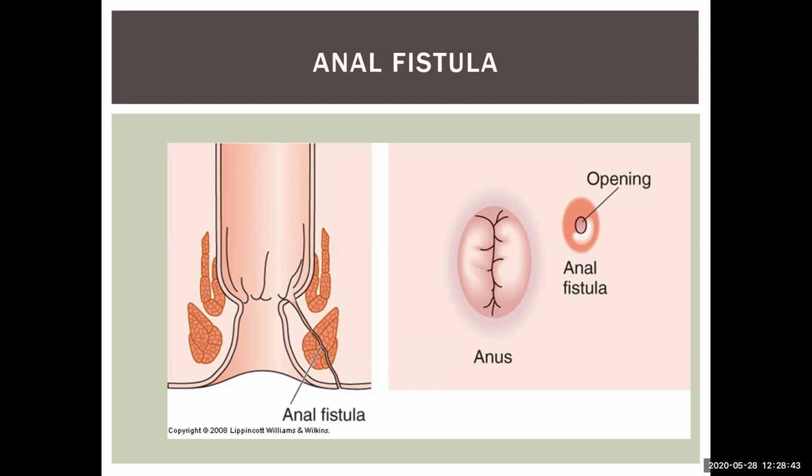Here's an anal fistula, so you can see the anus coming down, and then it has a little area that is going to an area where it shouldn't. So it has a little opening there. So that's the fistula.